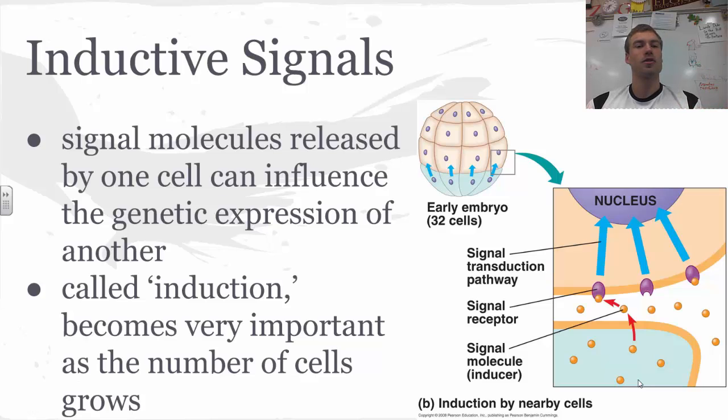The other kind of signals we can have are inductive signals, and this is where we have signal molecules that are released by one cell that influence the genetic expression of another cell. This is known as induction, so it's inducing a response from one cell. We've talked about this before when we did gene regulation and signal transduction pathways, where a signal molecule is released, it binds with a receptor, and that receptor sets off a cascade of pathways that eventually leads to particular gene expression. Particular genes being expressed means the cells are going to become differentiated.